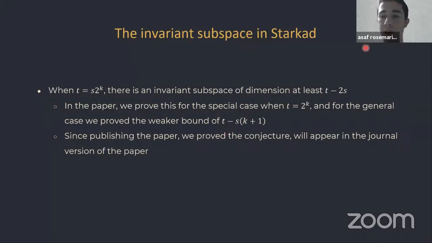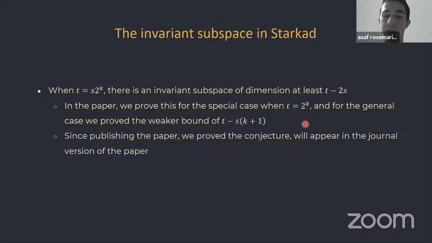The size of the invariant subspace, which is the main thing we prove in the paper, is as follows. When T, which is the number of blocks, is S times 2 to the power of K, where S is odd. For example, if T is 24, then S is equal to 3, and K is also 3. Then the dimension of the invariant subspace is at least T minus 2S, which is, for example, 18 out of 24, where T is 24, which is indeed very high.